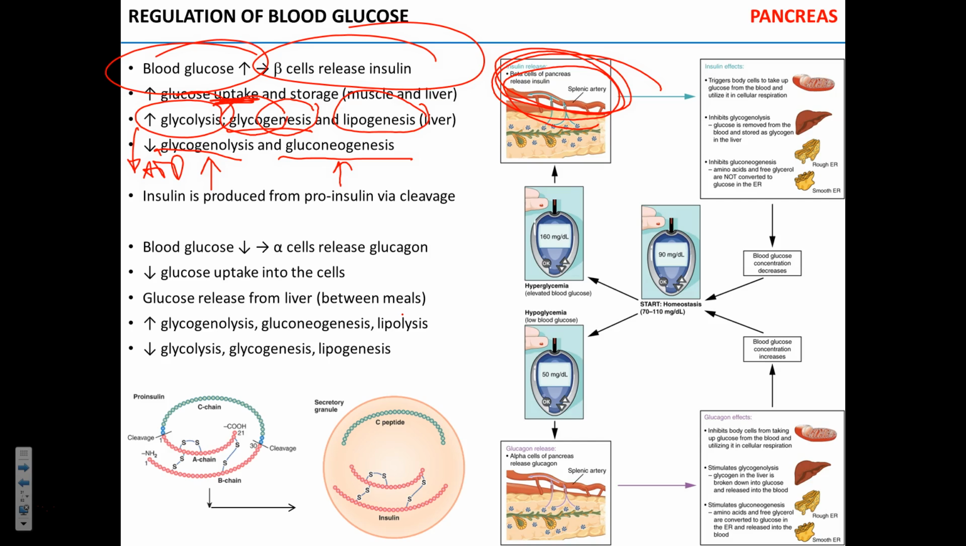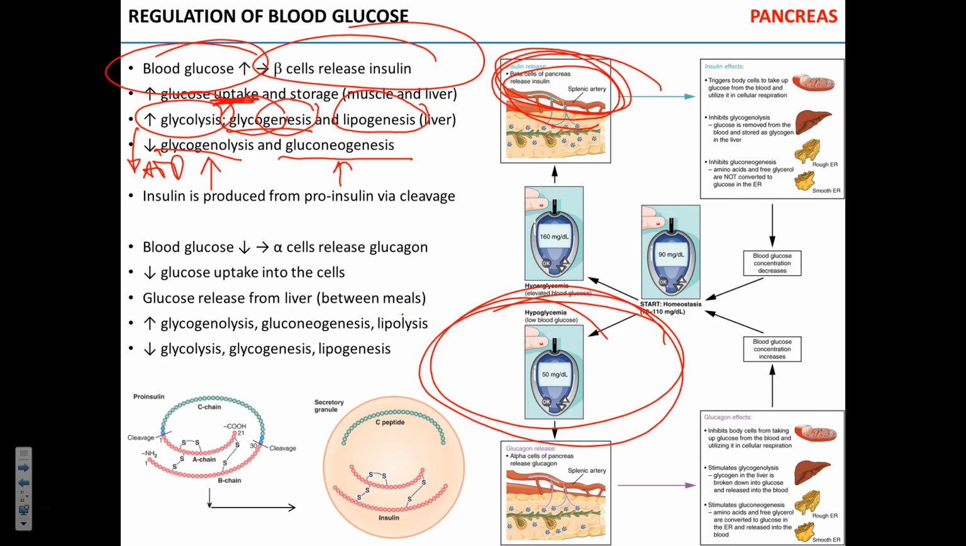Make sense? What if blood glucose is too low? Glucagon. Glucagon is like a mom who goes shopping, cooks dinner, stuffs the pantry, then the kids come home, eat dinner, take stuff out of the pantry, and eat everything in the pantry. Does that make sense?